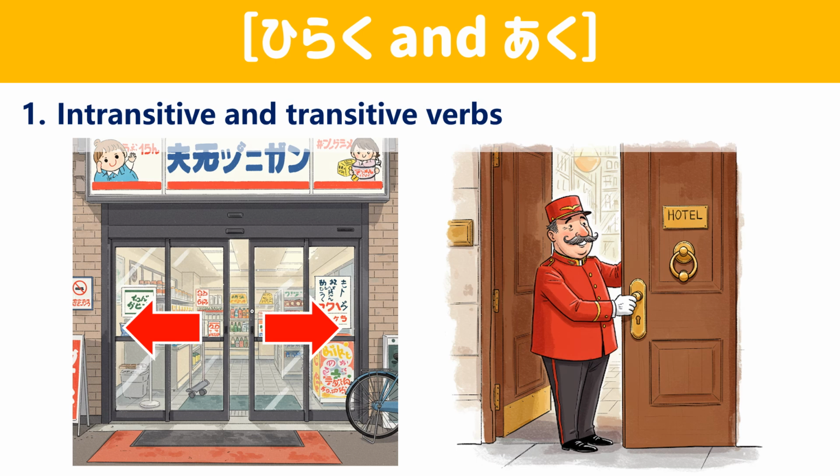1. Intransitive and transitive verbs. When studying Japanese, grammar can be a pain, right? Bear with me for a moment. I'll briefly explain intransitive and transitive verbs. It's easier to understand with the example of a door. For an automatic door, you use an intransitive verb, and for a manual door that you can open with your own hands, you use a transitive verb.